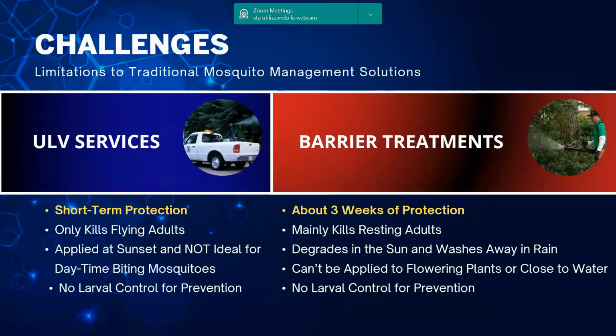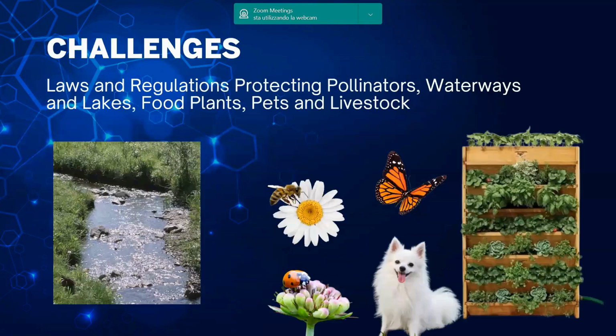The current systems present challenges. The ULV services, you're all familiar, provide short-term protection. They only kill flying adults. Of course, they are not producing any form of control for the larvae. The more common barrier treatments might last longer, up to 3 weeks, as long as the rain doesn't wash them away, but also do not provide larval control. They also have limitations, because in many places you cannot apply them if there are flowers planted close to water, or if there are food plants.